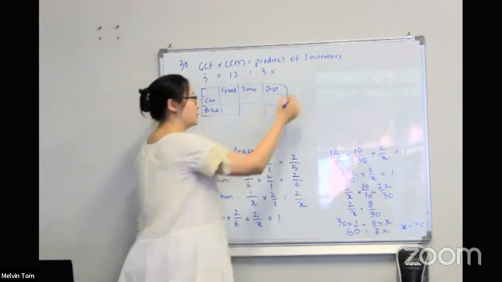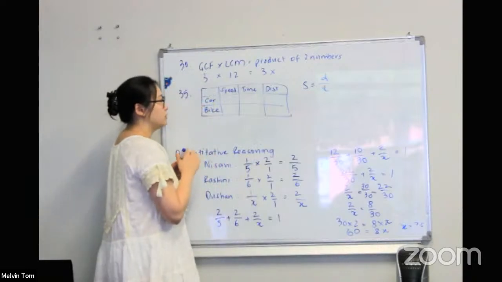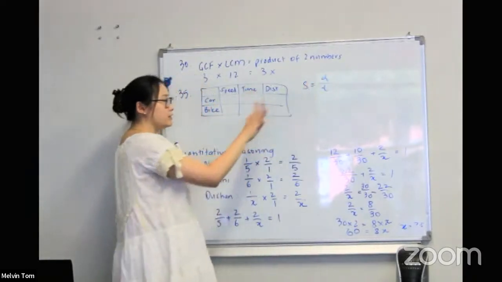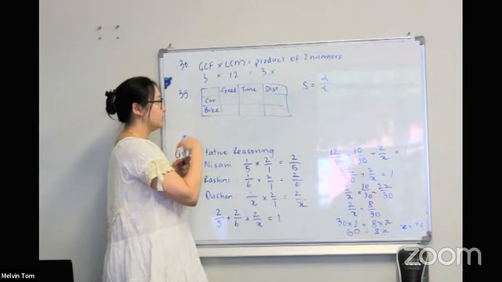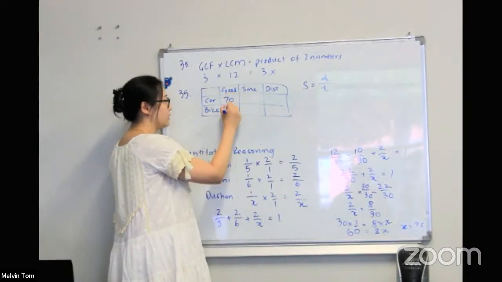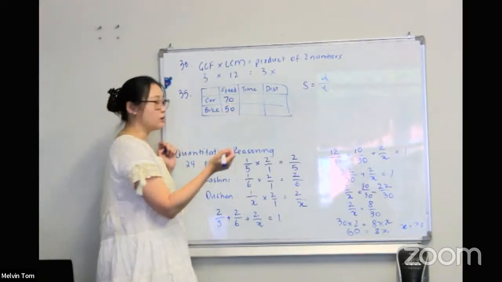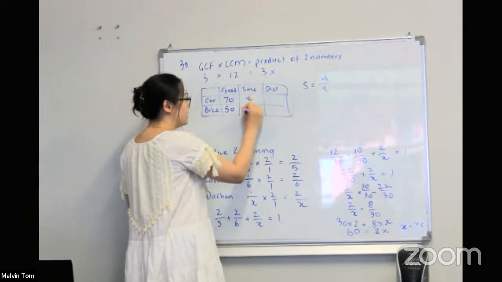So by the formula, speed equals distance over time, right? Okay. So to find the distance, we're given the speed. What's the speed of the car? 70. Okay. How about the motorbike? 50. Do we know the time? No, so we can find t for now.